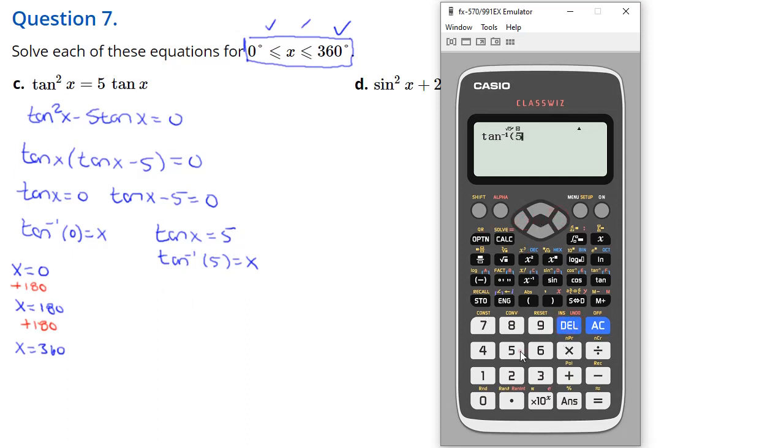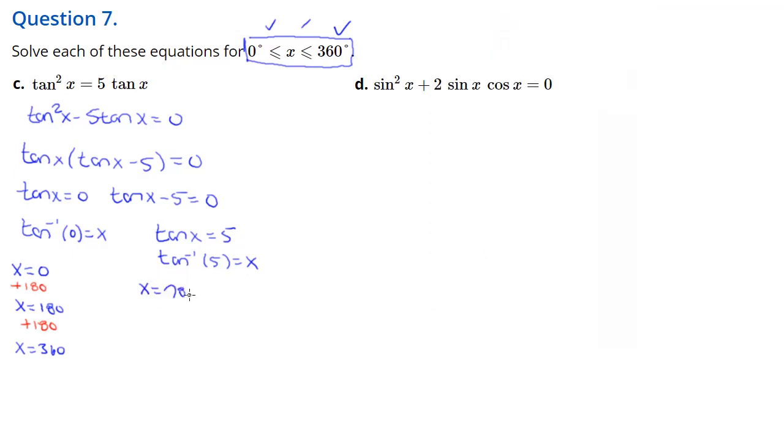Now, for the other one, we put a 5 in there. And I got 78.7 degrees. I add 180 degrees to that, and I get my next angle. And if there's any more, but I don't think there's going to be, because 258 plus 180 is going to be bigger than 360. Those are my two answers there.